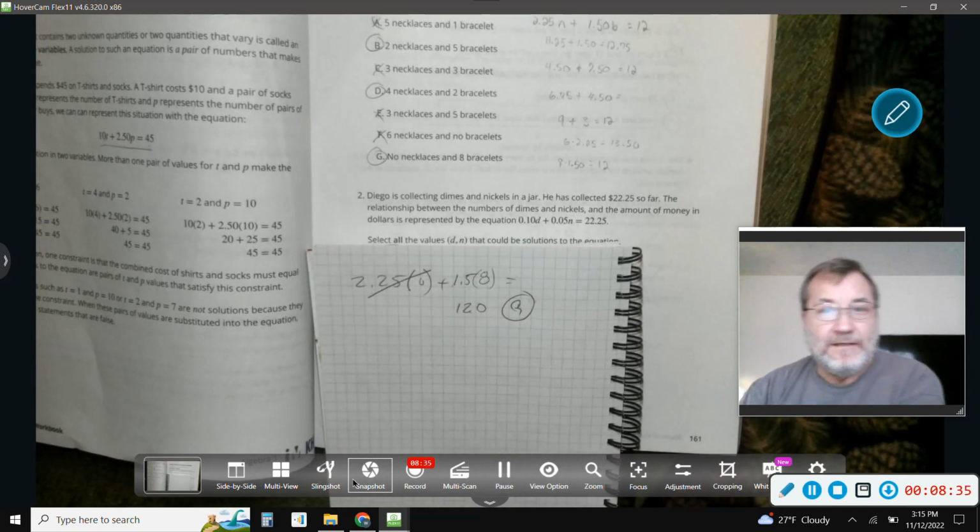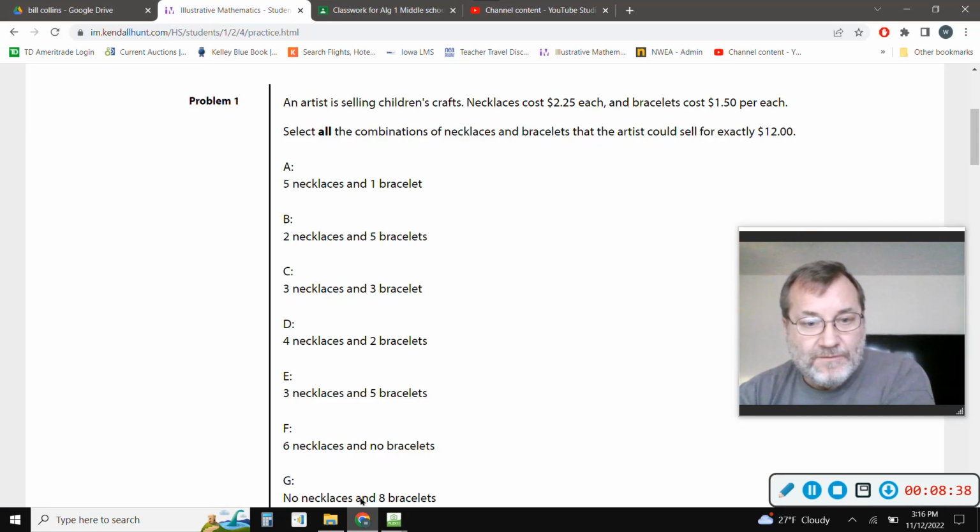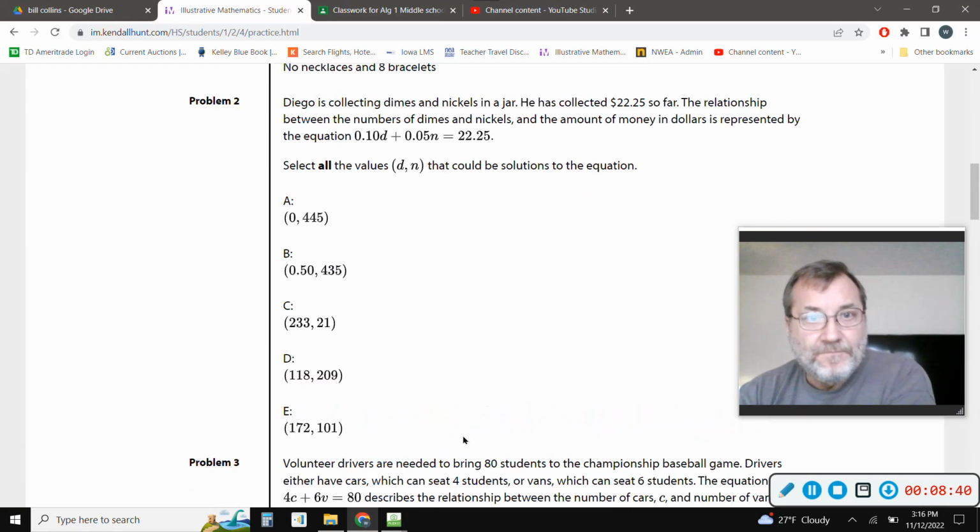This is Diego's collecting dimes and nickels in a jar. Let me go and switch over to this other one. There you go. Diego's collecting dimes and nickels in a jar. He has collected $22.25 so far. The relationship between the number of dimes and nickels and the amount of dollars represented is the following. The number of dimes times 10 cents tells you the number of dollars that you get out of it. And here's your nickels. 0.05 is the dollar amount for each nickel times the number of nickels. And let's see if that combination comes up to $22.25.